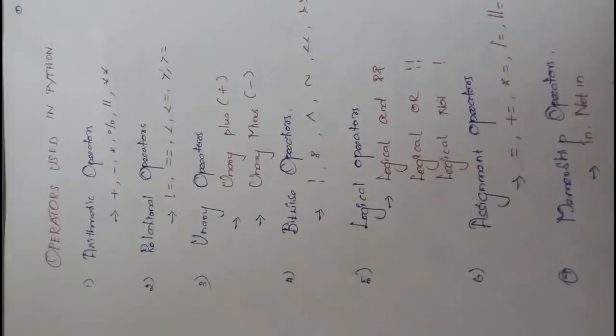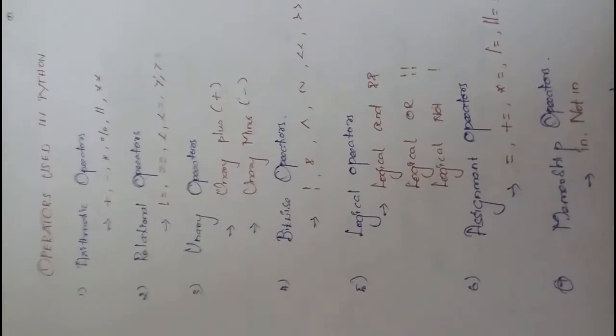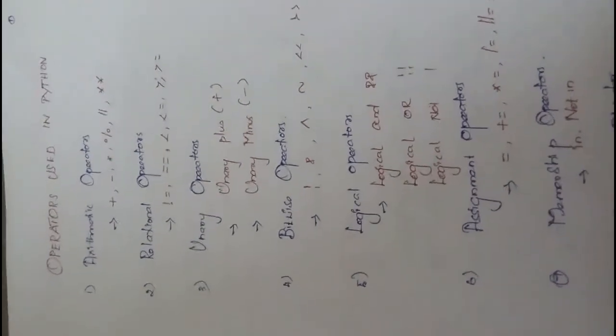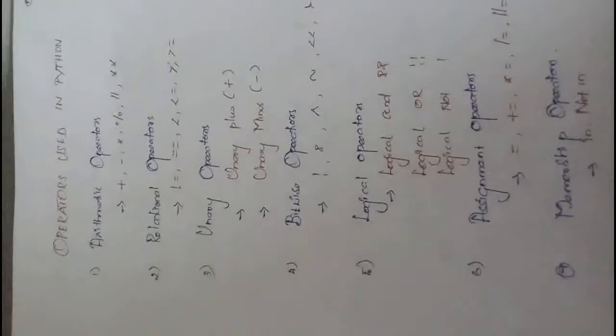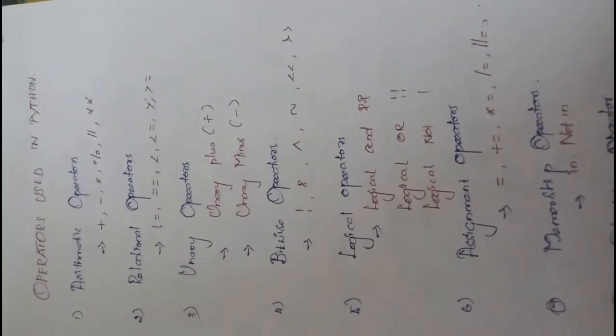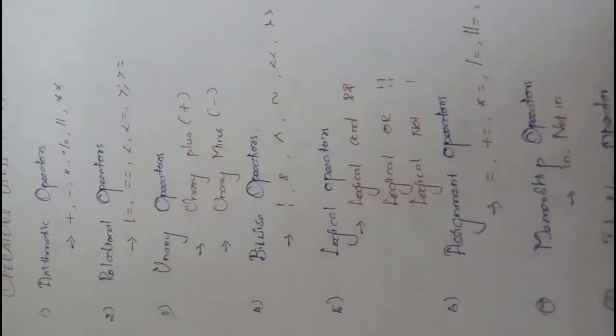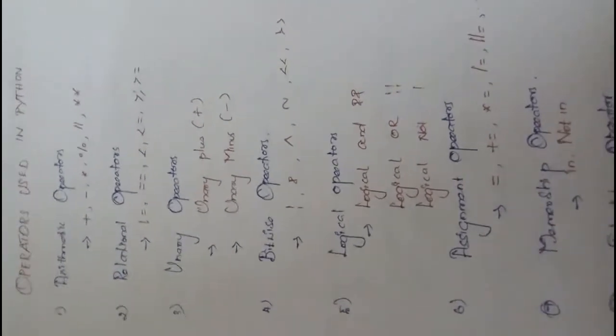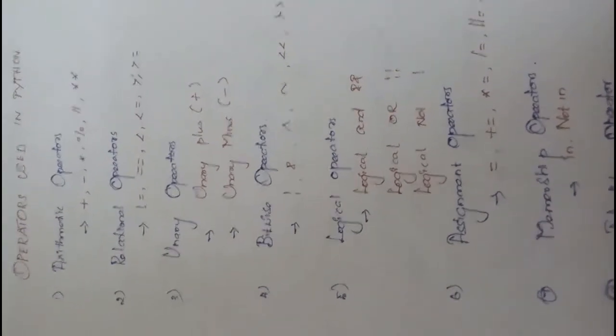Third one is unary operators. From the name itself, it shows that it applies only on one variable, because unary means one. There are two kinds of symbols used in unary operators: unary plus and unary minus. Let us have a detailed look later.